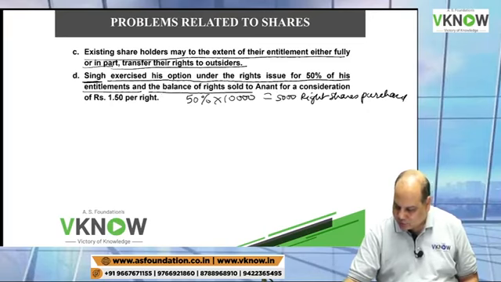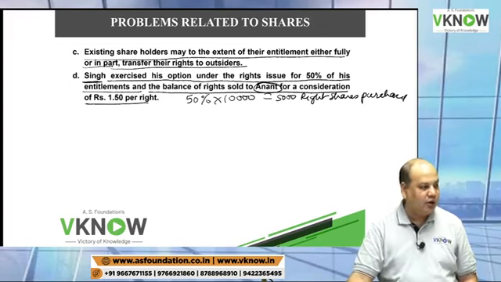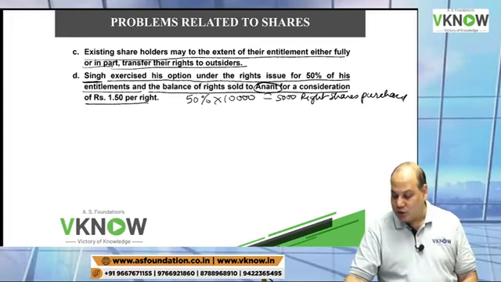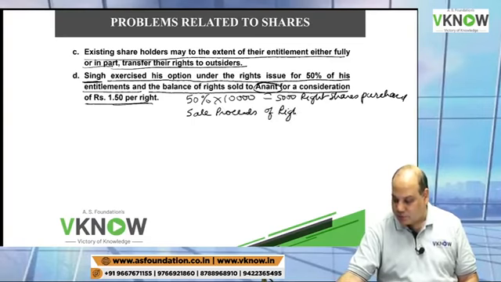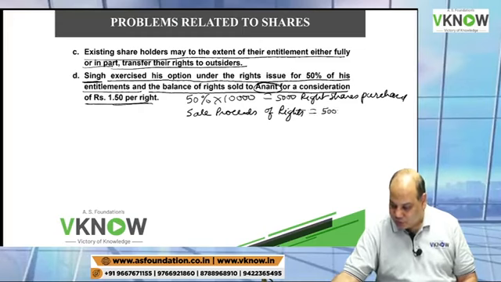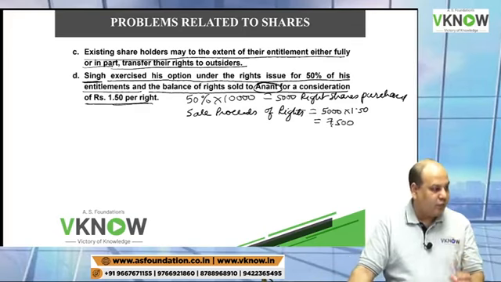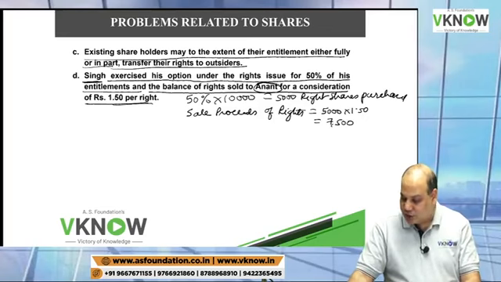And what about the balance? Balance rights sold to Anand. His friend is called Anand. So he sold rights at 1.50. So sale proceeds of rights. Anybody wants to answer? Sale proceeds of right will be 5,000 into 1.50, and that is 7,500. 7,500 is the sale proceed of right.